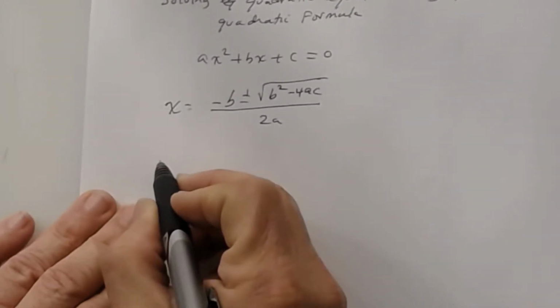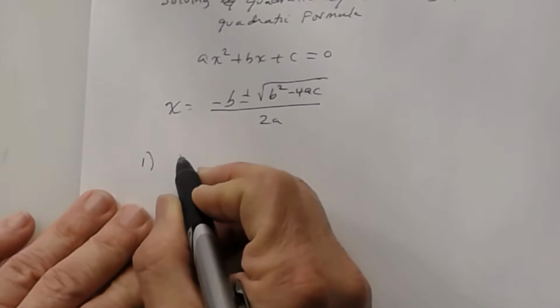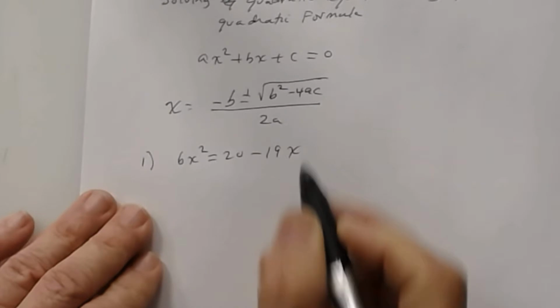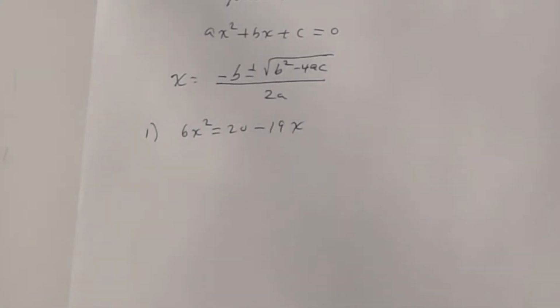All right, so let's do number 1. We're going to solve these by using the quadratic formula. Number 1: 6x squared equals 20 minus 19x. What do you do? Move the 6x squared to this side, put it in general form. So he said move the 6x squared over. I wouldn't do that because then your a is negative. I prefer to have a being positive. So I would leave the x squared term where it is and move the others to the other side.